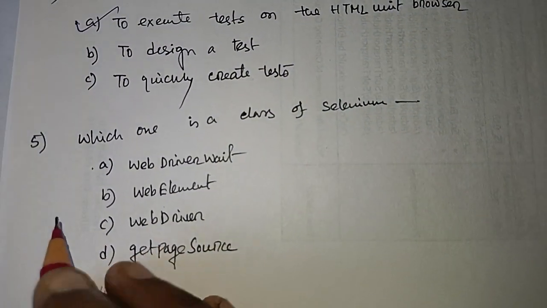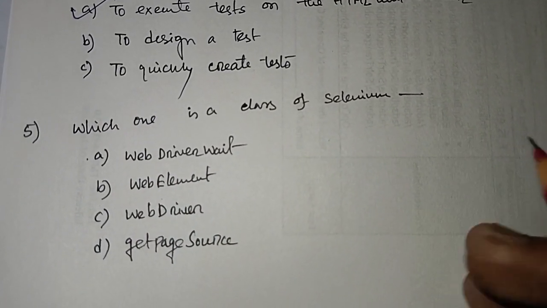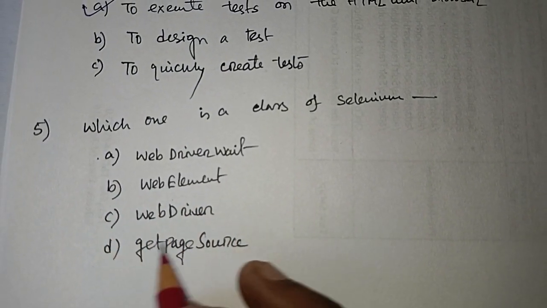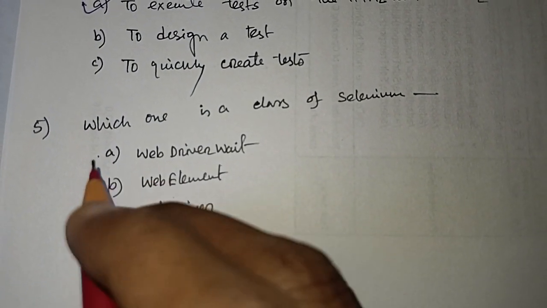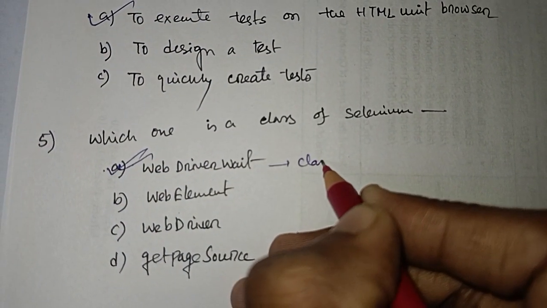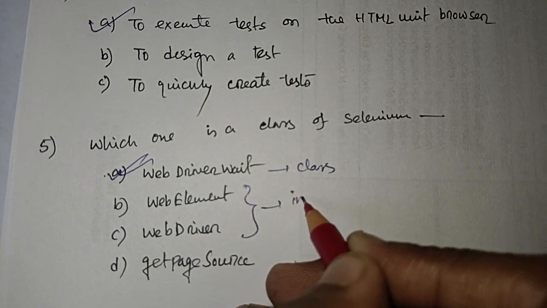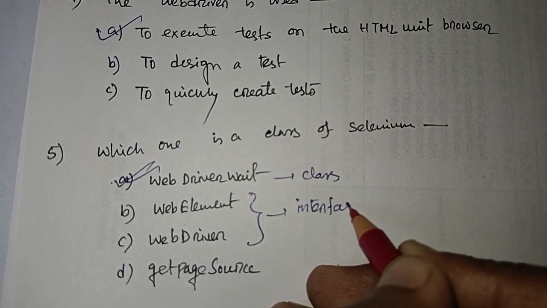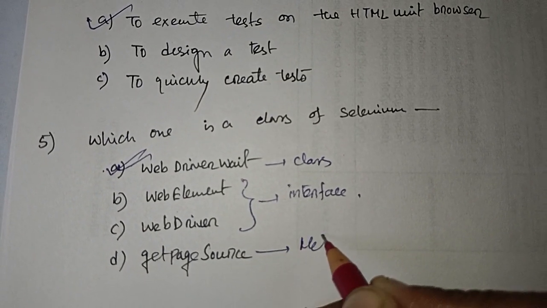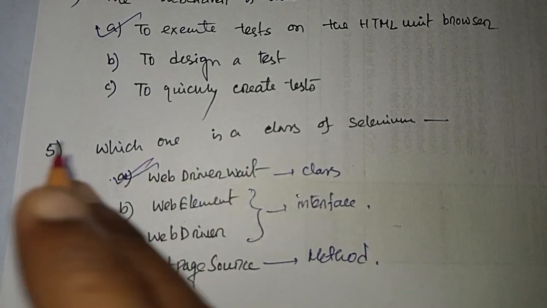Number 5: which of these is a class of Selenium? WebDriver, WebElement, WebDriverWait, getPageSource. WebDriverWait is a class. WebElement and WebDriver are the two interfaces of Selenium, and getPageSource is a method. So WebDriverWait is a class, and the correct answer is WebDriverWait.